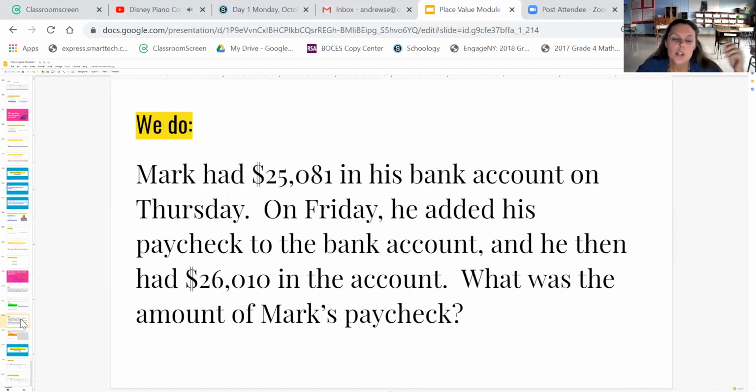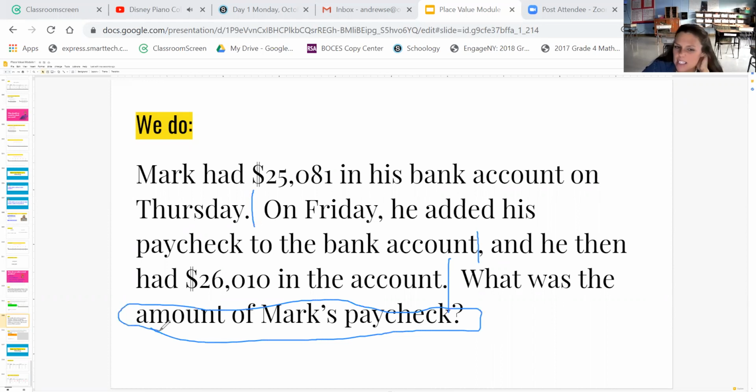Mark had $25,081 in his bank account on Thursday. On Friday, he added his paycheck to the bank account, okay? And he then had $26,010 in the account. What was the amount of Mark's paycheck?